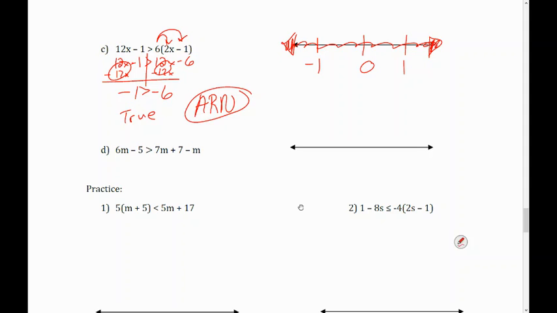Okay, D. This time we don't have parentheses to get rid of, but we do have like terms for the first time. They're not on the left side, but over here on the right side we have a 7m, and then we have a minus or subtract 1m. So those two things need to go together first before doing anything else. So the left side just drops down. 7m minus 1m is 6m.